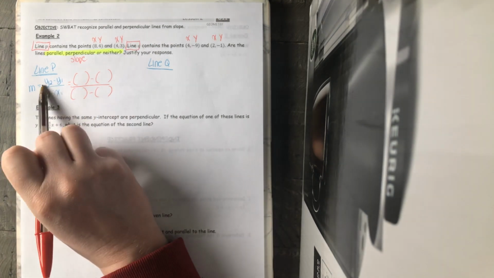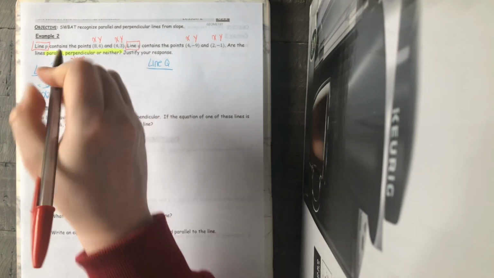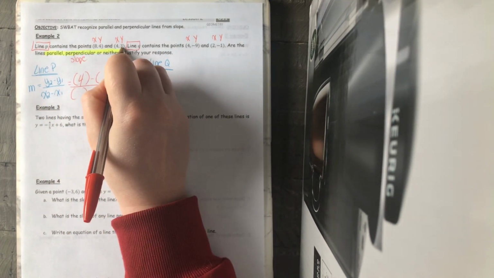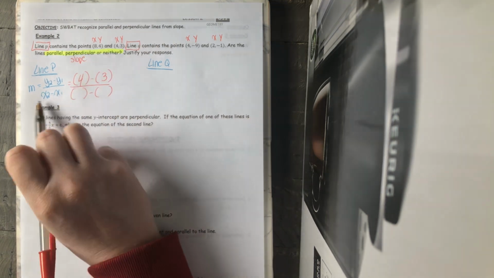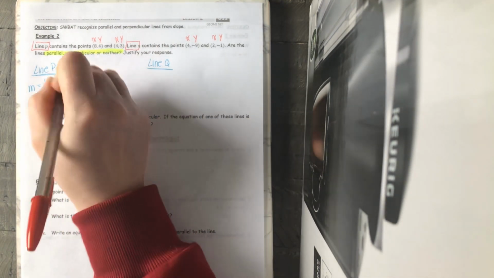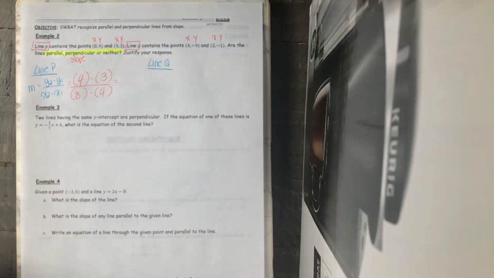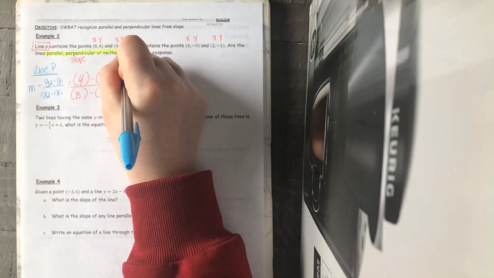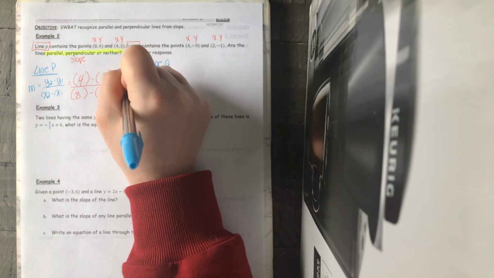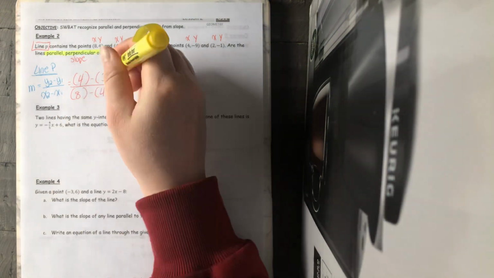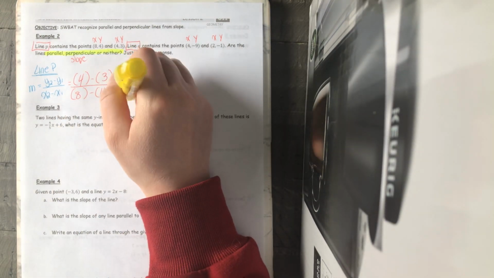So again, y is on top, so my first y is 4, my second y is 3. X is on the bottom, my first x is 8, my second x is 4. And then when I plug in and solve, 4 minus 3 is 1, 8 minus 4 is 4. So that's going to be my slope of line P.